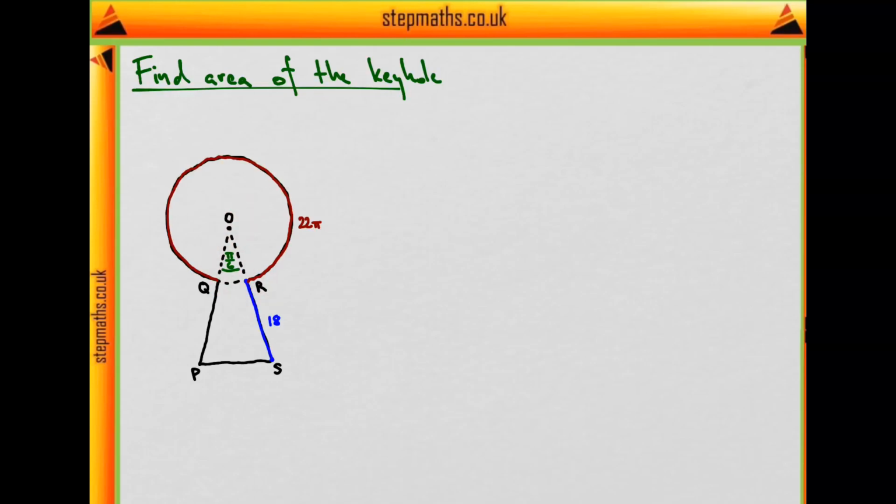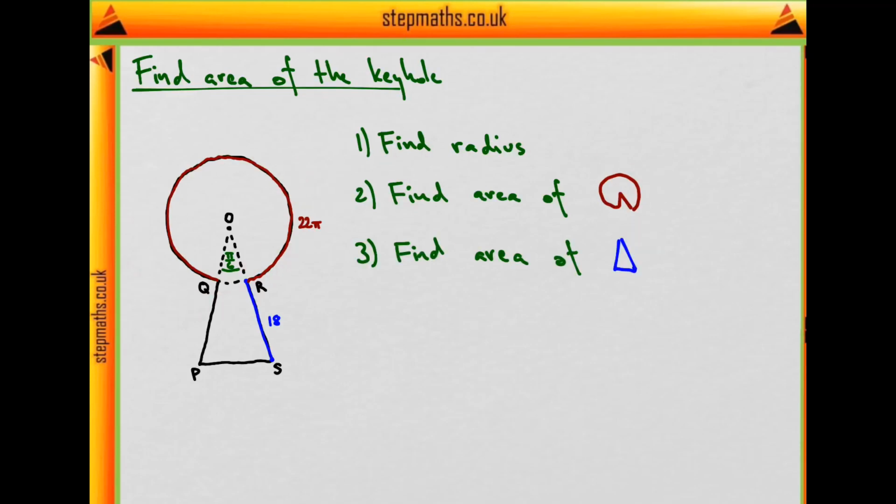This is not an easy question, so let me first outline the steps we'll take. First of all, we'll find the radius of the circular part, knowing 22 pi and pi over 6 as the angle. Then we'll find the area of that circular section, and finally the area of the remaining triangle. When we add the two, we should get the total area. Why don't you give it a go yourself?